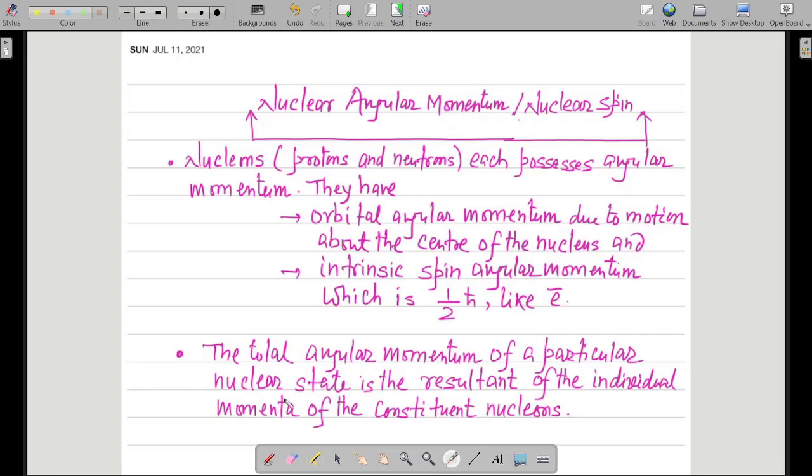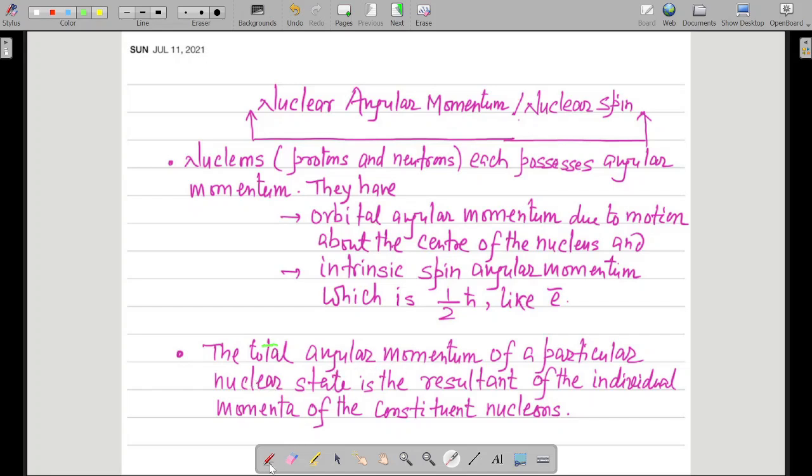Now, over here the t is missing. Just put one horizontal line over here. The total angular momentum of a particular nuclear state is the resultant of the individual momenta of the constituent nucleons. This will become even more clear when we move forward in the class, and in the upcoming sessions also this will become even clearer to you.